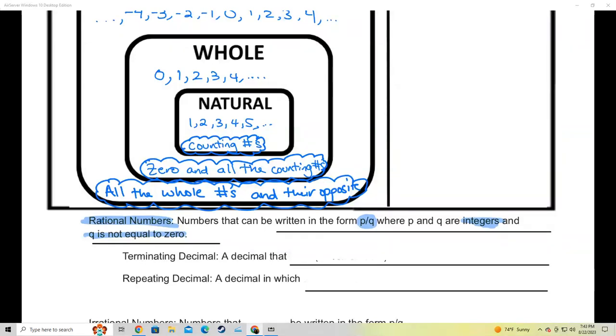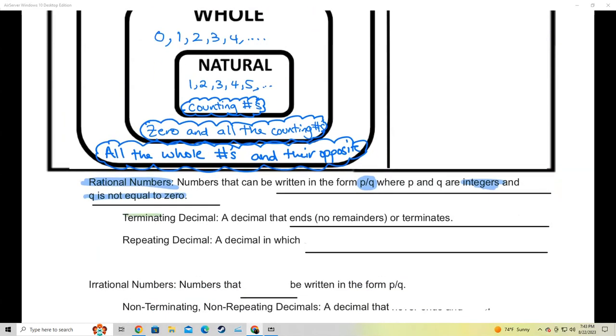A terminating decimal. What's a terminating decimal? A terminating decimal is a decimal that ends, that means it has no remainders, or it terminates. So let's go ahead and highlight with a different colored highlighter. I'm going to write that a terminating decimal is going to be a decimal that ends or terminates. That means the decimal stops. For example, 4.192. I stopped talking, right? Like 192, and that is where it ends.